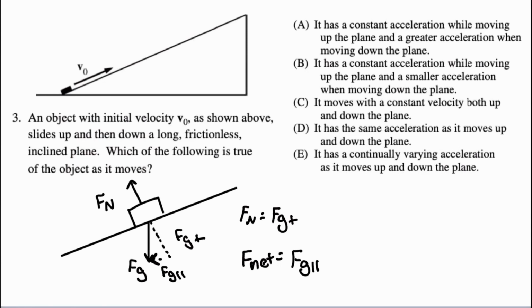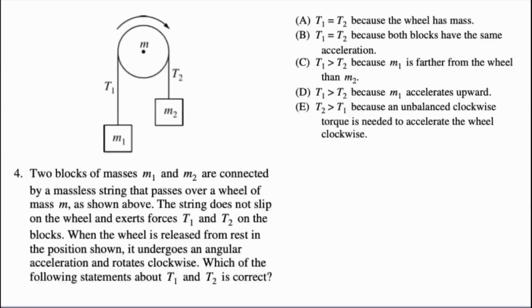So A, it has a constant acceleration while moving up the plane, and a greater, no. Its acceleration does not vary. It has a constant acceleration while moving up the plane and a smaller, nope. It moves with a constant velocity both up and down the plane. Well, that's not true. It's going to slow down as it reaches the top, and then it's going to speed up when it goes back down. It has the same acceleration as it moves up and down the ramp, and that's what we're looking for. It's D.